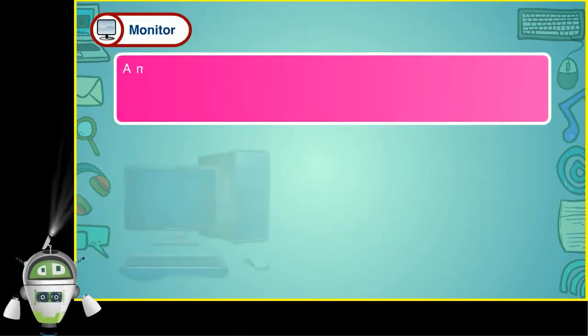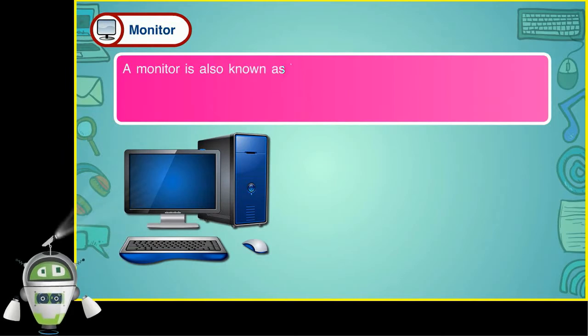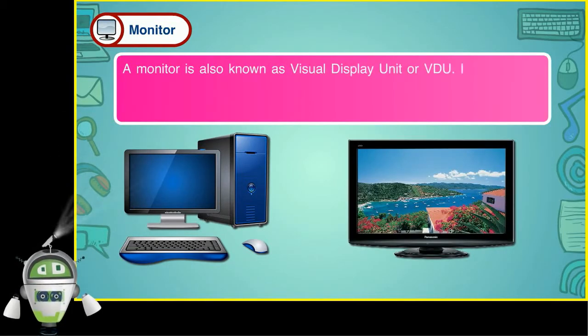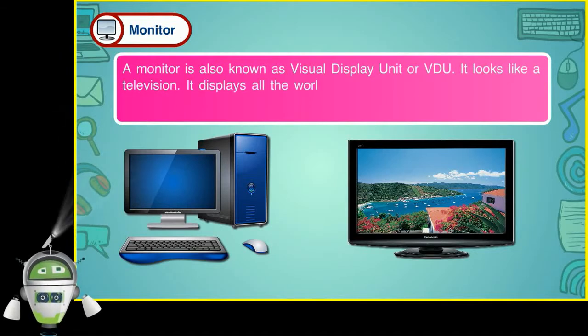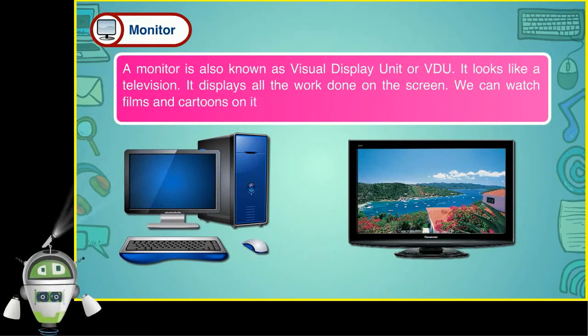Monitor. A monitor is also known as Visual Display Unit or VDU. It looks like a television. It displays all the work done on the screen. We can watch films and cartoons on it.